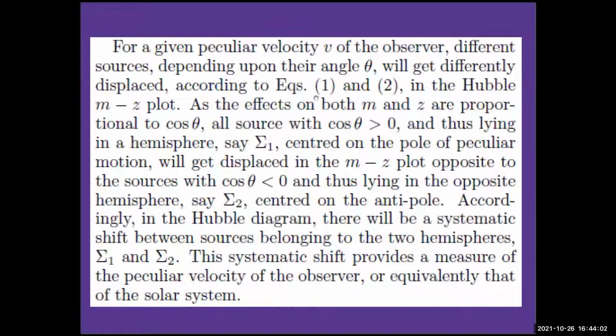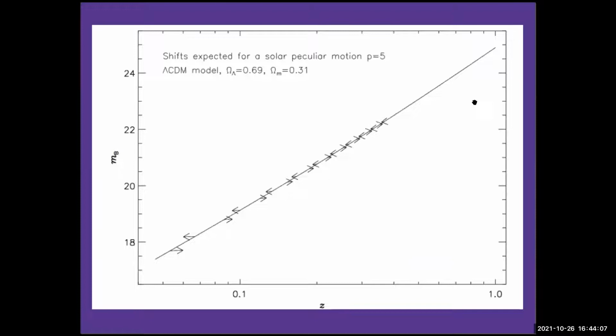Suppose this is the lambda CDM model of redshift versus magnitude for supernovae plotted. Now, if you have a peculiar motion of the observer, let's assume P here is the number of times the CMBR motion. P equal to one is the same as the CMBR motion. P equal to zero is of course no peculiar motion. P equal to five I have used here just to demonstrate it. Then if P is five, the source here will move towards the left.